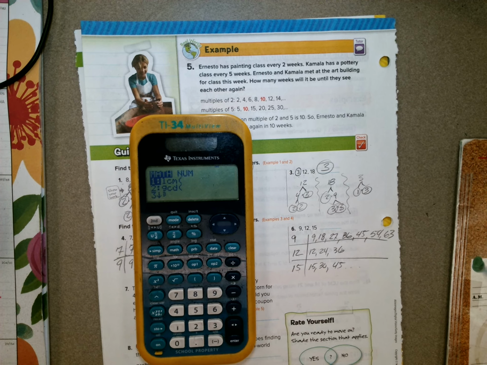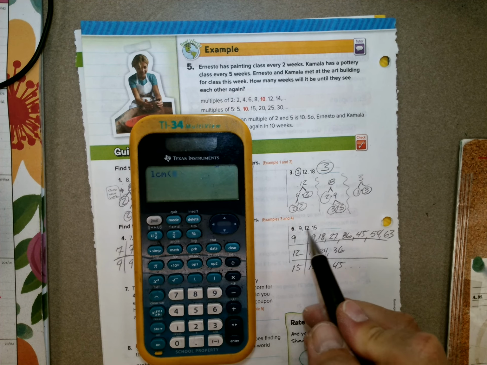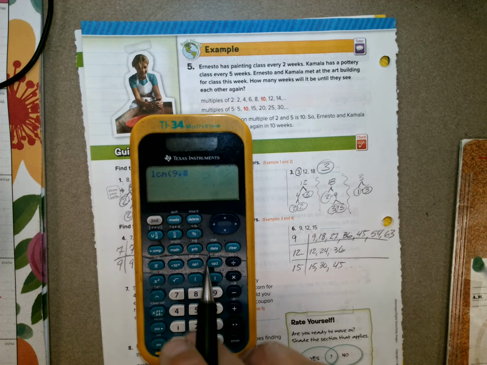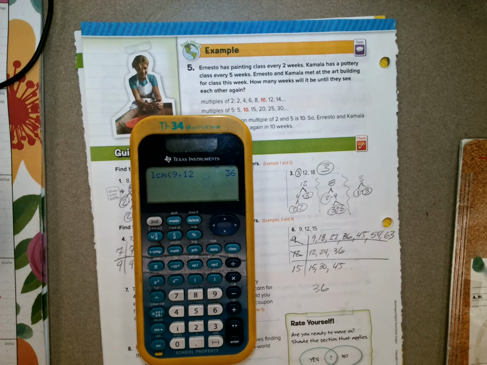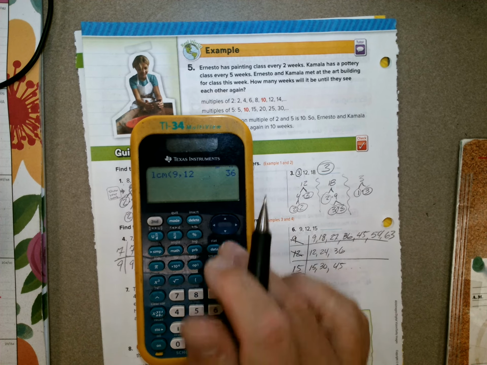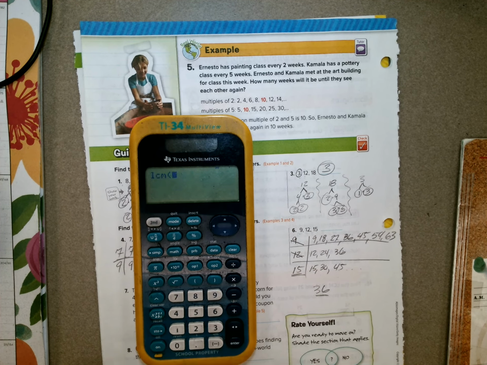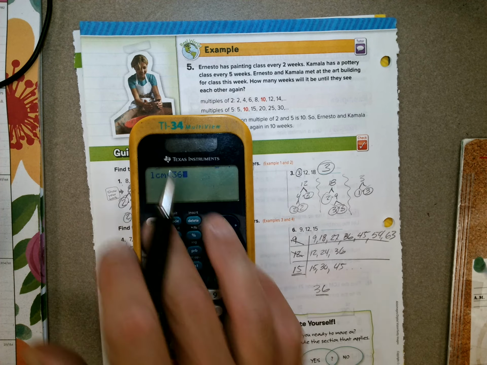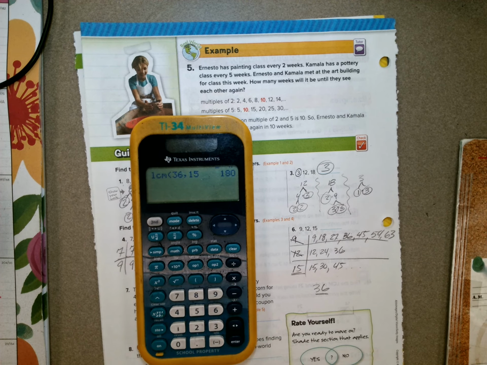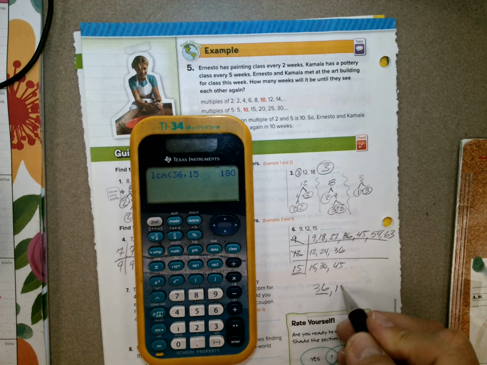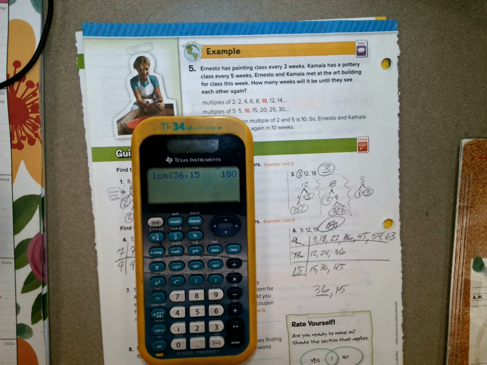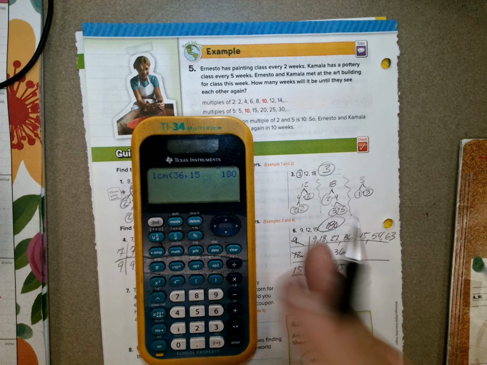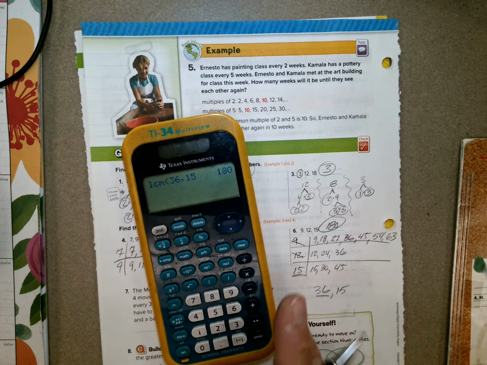Let's turn our calculator on and hit LCM. Let's find the LCM of 9 and 12. And we found that it is 36. That's the LCM of those two. Now, let's find the LCM of 36 and 15. Let's see if that will help us. And 15. And there it is. So the LCM of 36 and 15 is 180, as I told you. Okay, but there's no reason to carry these out. That's why we have a calculator.